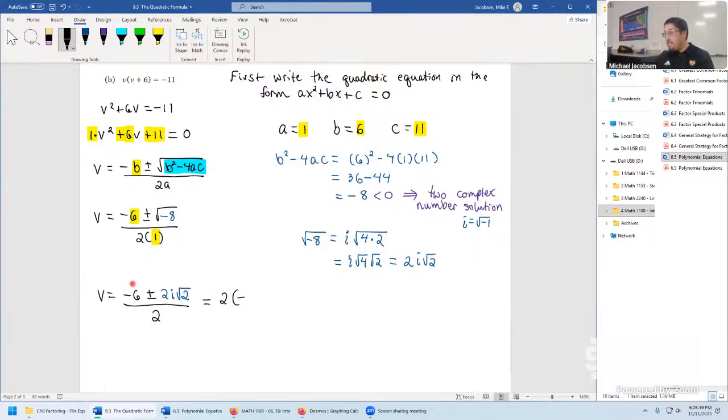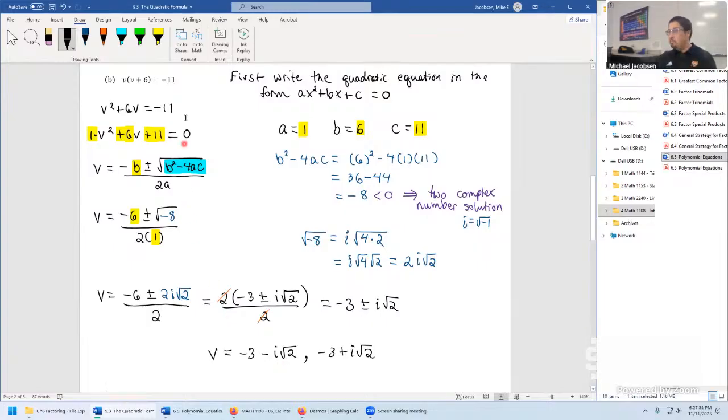2 would leave behind -3 plus or minus i root 2, divide by 2. Next, we can cancel these factors of 2 and get to -3 plus or minus i root 2. And that tells us all together, our big conclusion is v equals -3 minus i root 2, or we just use a comma to say or, -3 plus i root 2. So when we said two complex number solutions, these are specifically the two solutions that we found.